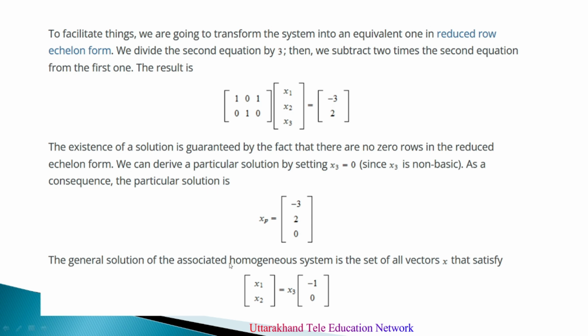Before we proceed to the next slide, I would like to remind you that when the right-hand side is 0, the general solution is quite easy. So we are getting the general solution of the homogeneous equation. When the right-hand side has some value, it is quite easy to find a particular solution by assigning a particular value to the non-basic variable. The difference between a basic and a non-basic variable has already been defined. So here we are getting the general solution of the associated homogeneous system.